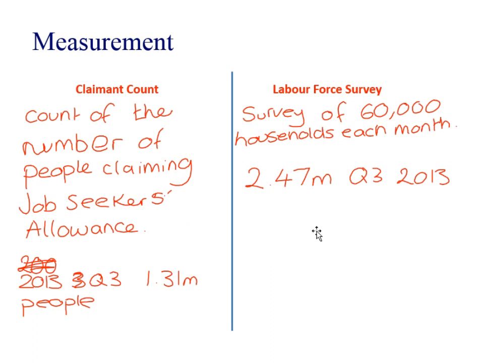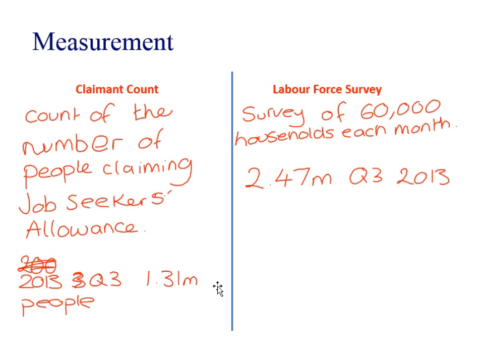The other method is a survey. So you survey 60,000 households each month. The Office of National Statistics do this. And they came up with that figure for unemployment. We can see that figure is a lot bigger than that figure, quite significantly, nearly 1 million different. So not at all similar.